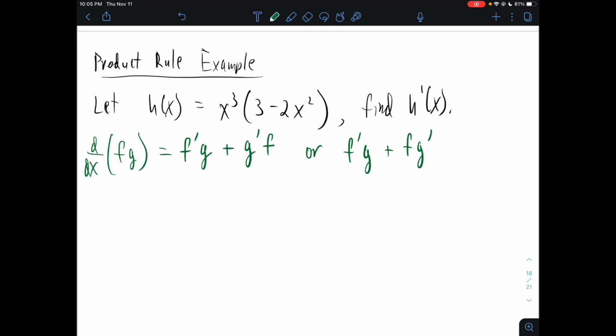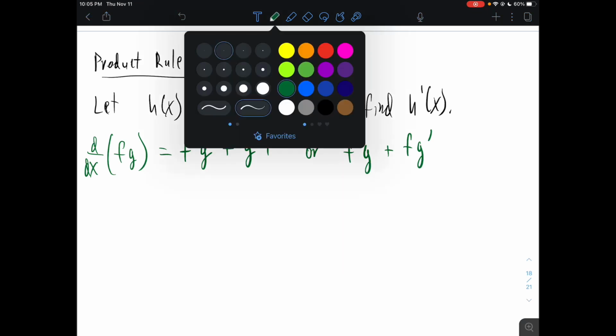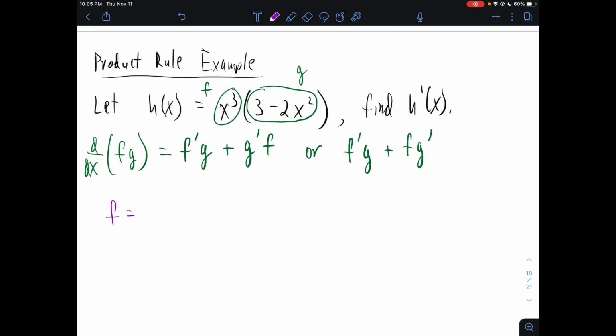So here, we can think that x cubed is f, and g is 3 minus 2x squared. So if we write f is x cubed, then that means that f prime is 3x squared. And if we write that g is 3 minus 2x squared, then that means that g prime is negative 4x.